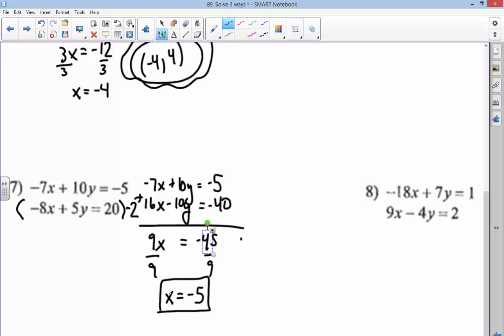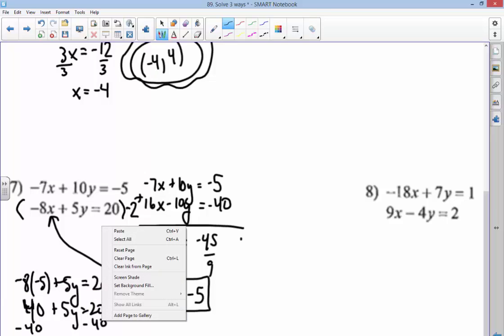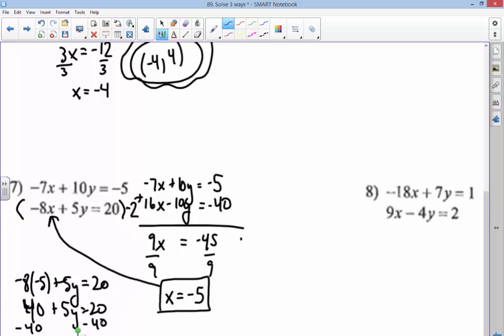You need to plug that back into one of the initial ones. Might as well go to the, doesn't matter. Go into the bottom. So negative 8 times negative 5 plus 5y equals 20. Negative 8 times negative 5 is positive 40. And then to get the y alone, you subtract 40 first. And then divide by 5. So y is equal to negative 4. So the ordered pair solution appears to be negative 5, negative 4.